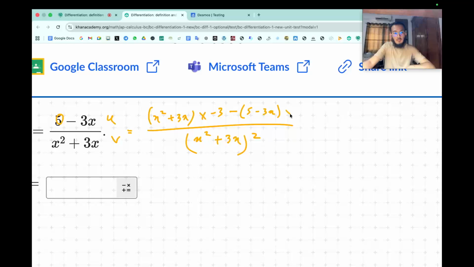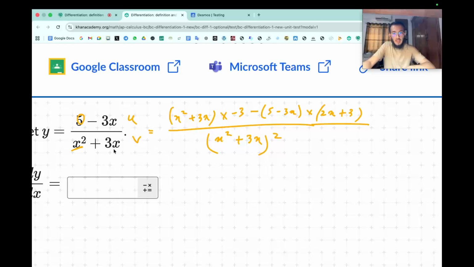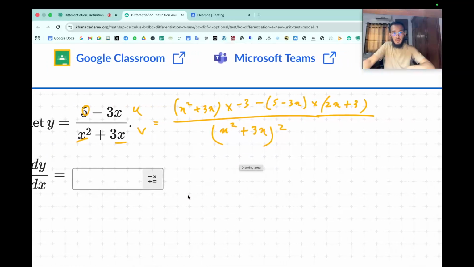Differentiation of v. When I differentiate this it is 2x, and this is 3. So v squared, v, differentiation of u, negative u, 5 minus 3x, differentiation of v. This is our answer, but we have to simplify it.